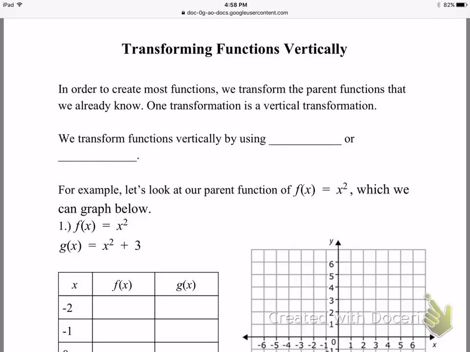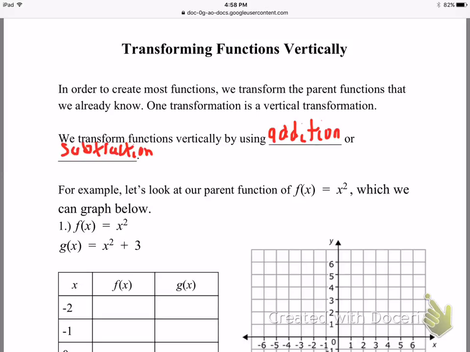Now, there are many ways that you can transform your parent functions that you already have to create the other functions in the family. But the one that we're going to talk about first is called a vertical transformation. So we can transform functions vertically by using addition or subtraction. I'm going to explain what I mean by that in a second.